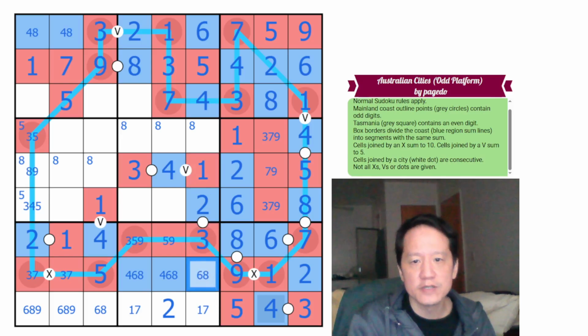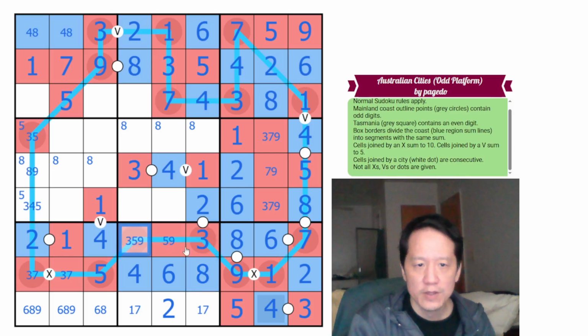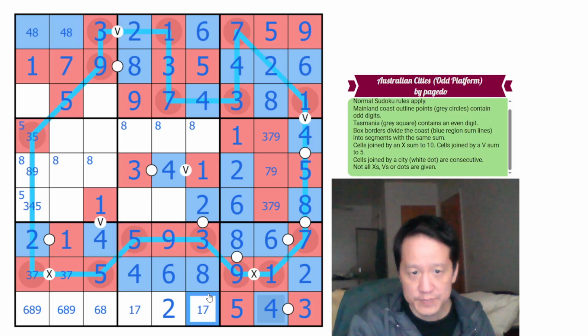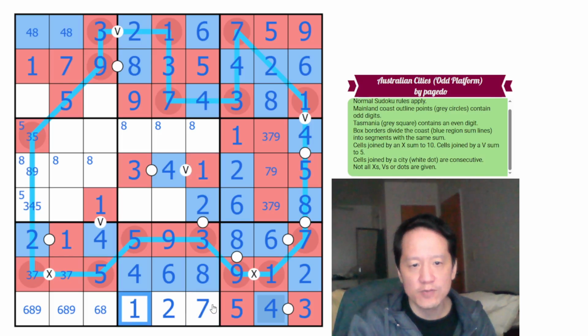This can't be 6, so it must be 8. This can't be 4, 8, so it must be 6. That makes this a 4. This can't be 3. This is 5 or 9. This has to be a 9 because that's the only digit remaining in the box, which means this can't be 9. This has to be a 5, which makes this a 9. This can't be 1 because of this one, so this is 7, which makes that a 1.